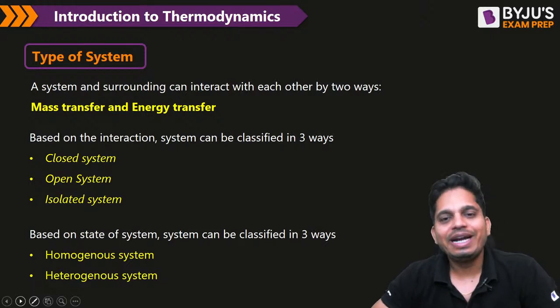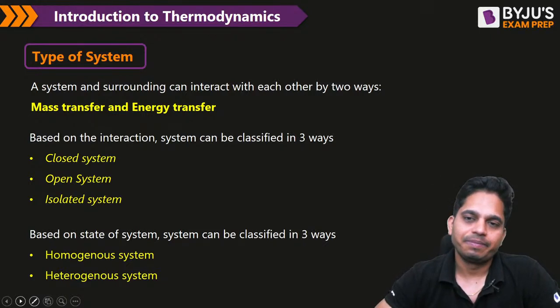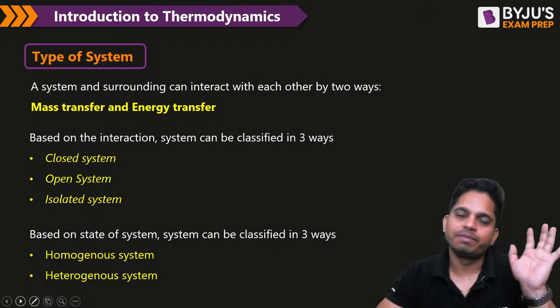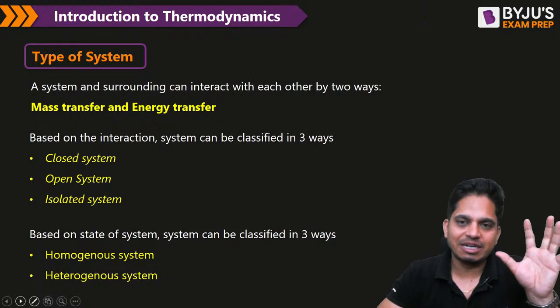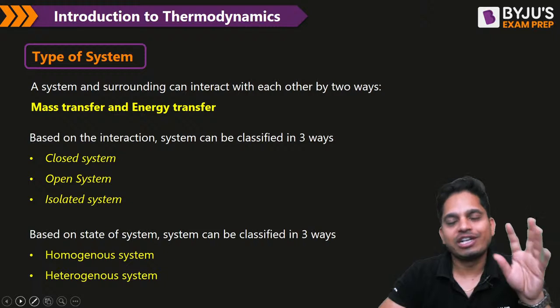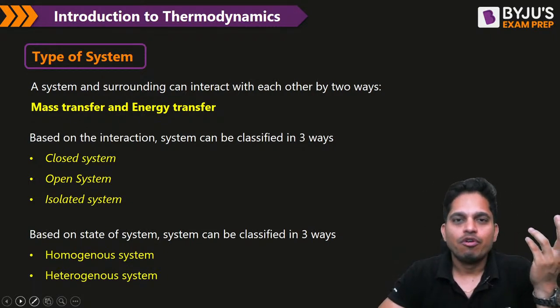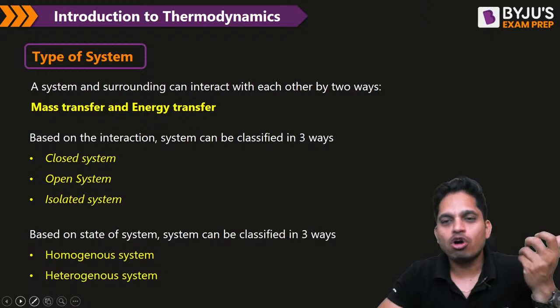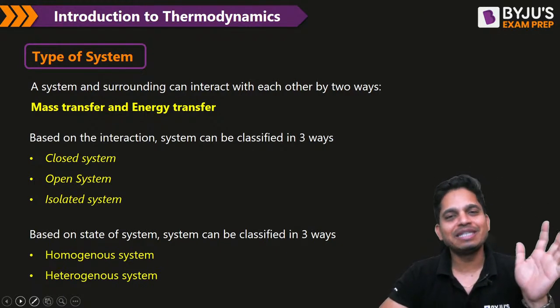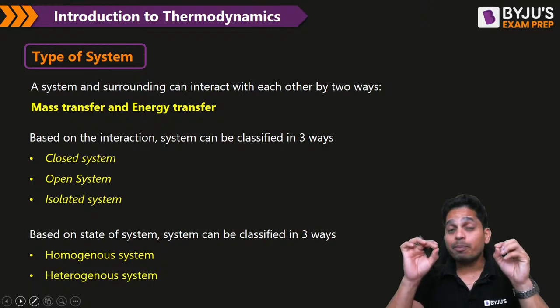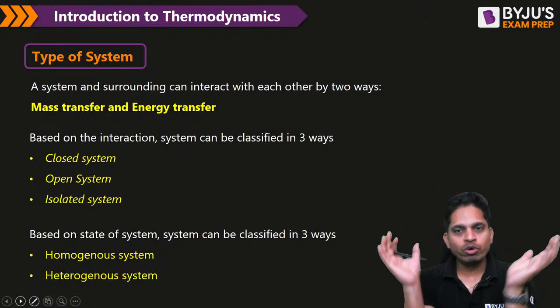So that day we discussed, sir, what is a system? So system is basically something that you focus on, right? There is no fixed system. For an eye doctor, the eye is the system. For a heart doctor, the heart is the system. So basically system is what you focus on, or what portion of the whole universe.